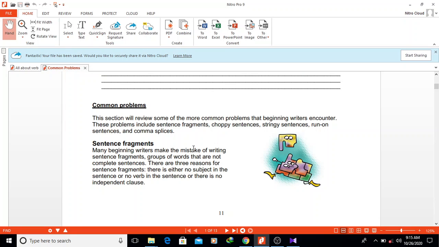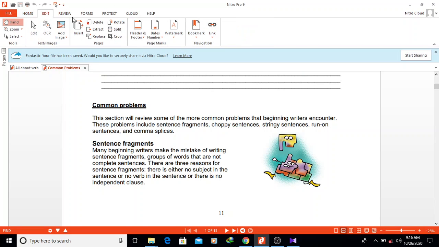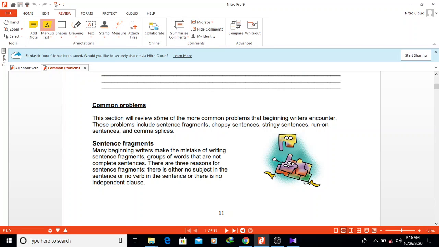Fragments itu bagian ya. What it means. So many beginning writers make the mistake of writing sentence fragments, groups of words that are not complete sentences. So what fragments is? Apa ini maksud dengan fragments? Ada di sini. So fragments are a group of words that are not complete sentences.